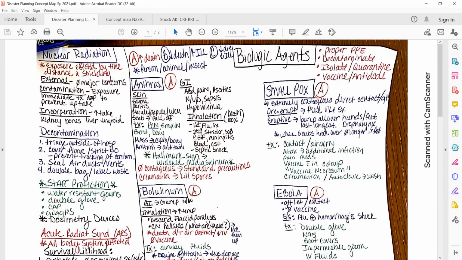Smallpox, category A, extremely contagious, direct contact and droplet. So these patients require contact and airborne. Okay, this is just like our COVID patients, contact and airborne, extremely contagious.